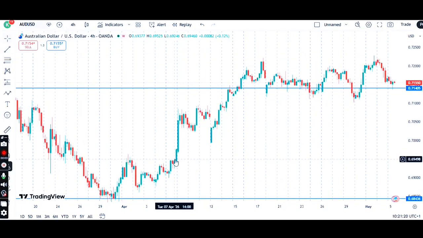So let's get down to the real chart, and I will show you everything the way it is. The first thing that you need to do is to open any instrument of your choice. For example, in this particular video, we are going to use Australian dollar, US dollar, AUD/USD, and currently we are in the 4 hours time frame.